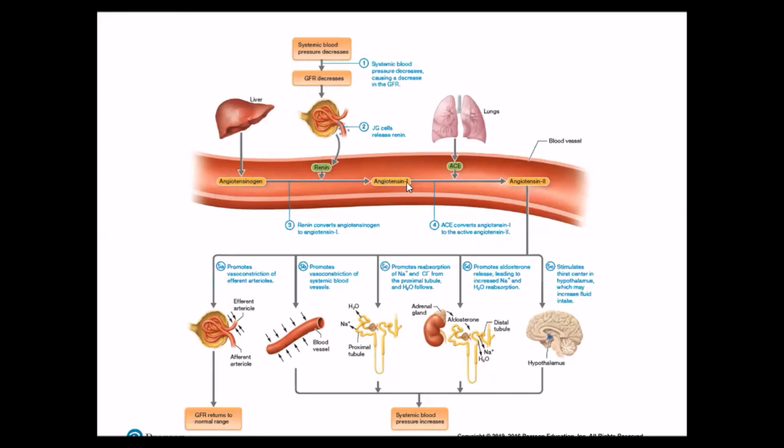That's converting to angiotensin 1. The ACE is coming from the lungs, and that converts it to angiotensin 2. And then you can see all the different effects we just talked about listed there for you. And then at the end, it should lead to blood pressure increasing, and it should lead to your GFR returning back to the normal balance.